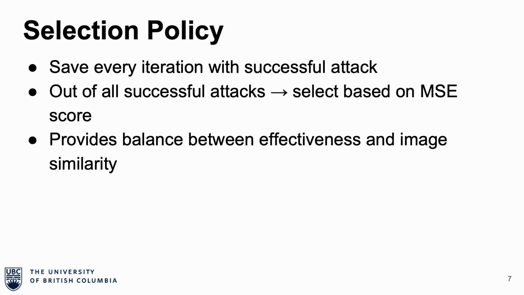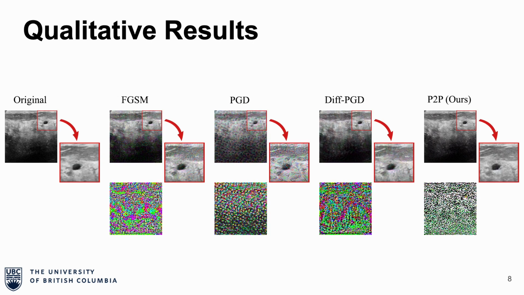Then, as a final step, we do our iterations, saving each attack that successfully fooled the classifier. Out of the successful attacks, we choose the image with the lowest MSE score, the most similar to the original image. Here we present qualitative results comparing successful adversarial examples generated by different baseline methods.